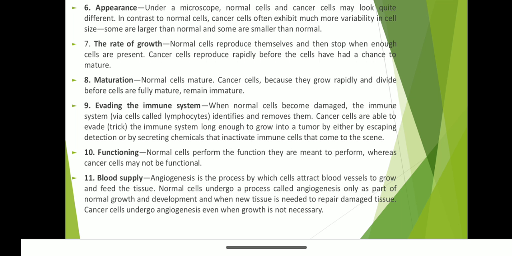Next, the rate of growth. Normal cells reproduce themselves and then stop when enough cells are present. Cancer cells reproduce rapidly before the cells have had a chance to mature. Maturation. Normal cells mature. Cancer cells, because they grow rapidly and divide before cells are fully mature, remain immature.